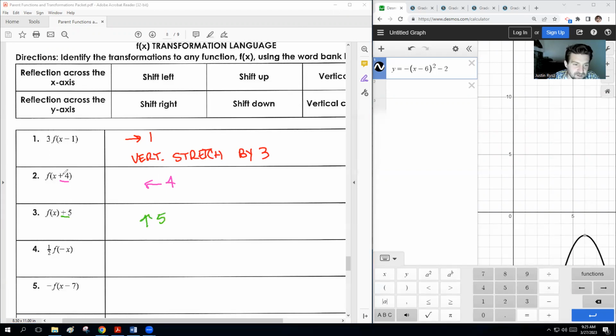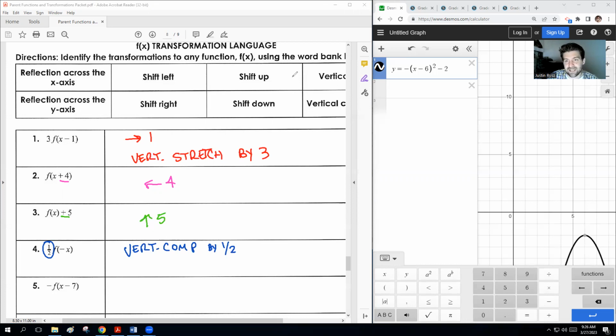So keep in mind the difference here. Plussing on the inside goes horizontal. Plussing on the outside goes vertical. All right, next, let's see. What do we got here? We got this half here. So that is a vertical compression by 1/2.